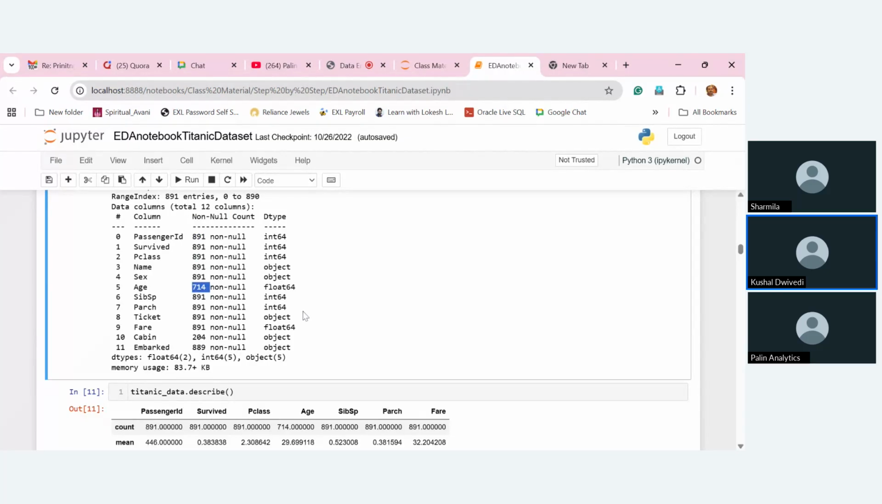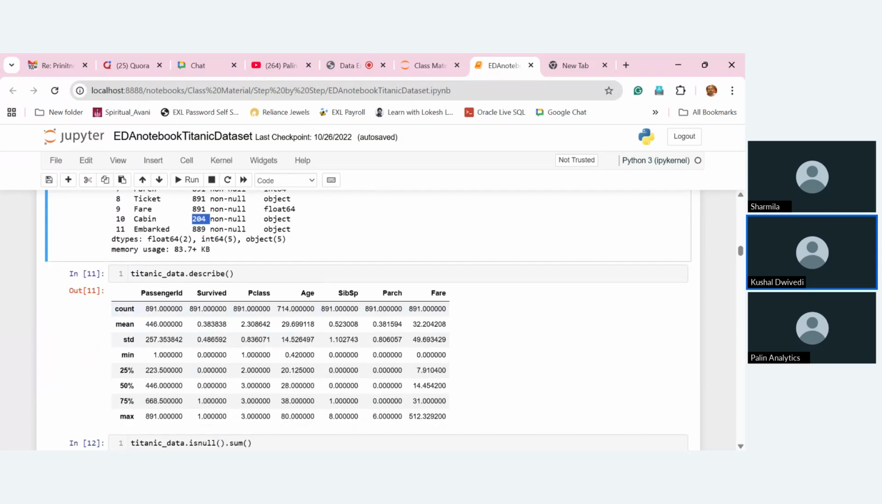Here there are only 714 values. So only for 714 people is age available, which means for 177 people age is missing. In the same way, only for 204 people is cabin information available. For the rest of the people, cabin information is not available.